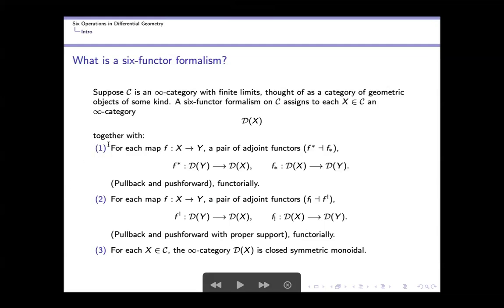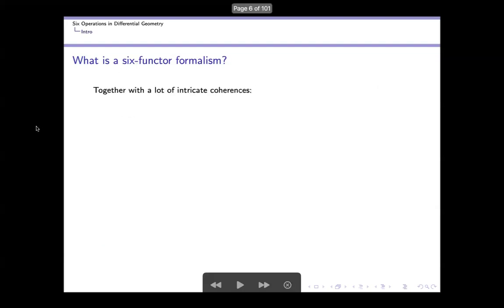Can everyone see this, if I move this cursor around? Okay, great. So this is two functors, f upper star, f lower star. Two, the shriek functors, that's another pair of functors. So here we have four, and then the tensor product is another functor. And then its adjoint, the internal hom, is the sixth functor. So those are the six functors. And this is just a start. This comes with an infinite list of coherence data.